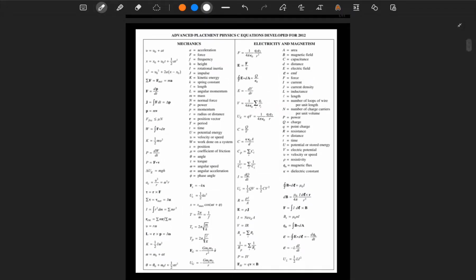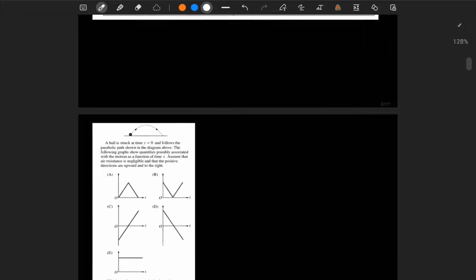Here is the formula sheet developed for the 2012 exam. You can come back to this part of the video at any point in case you need the equations on the left. Let's begin.